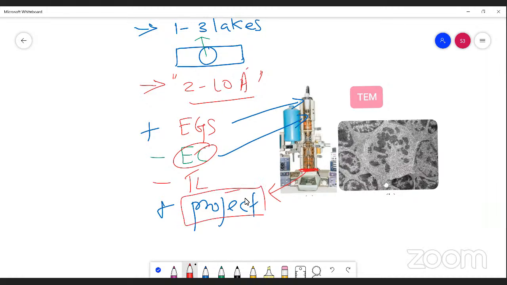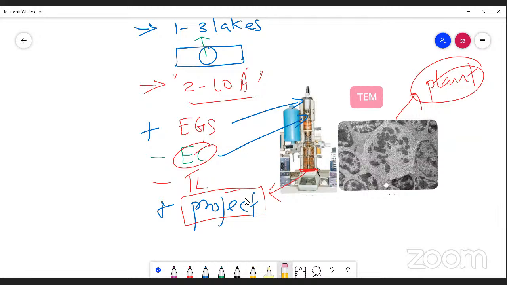The projector is an instrument seen just at the bottom of the electron microscope, particularly the TEM microscope, which views the original structure of whatever object we place. Just imagine this is a plant cell. The ultrastructure of a plant cell can be viewed very clearly by using this microscope.